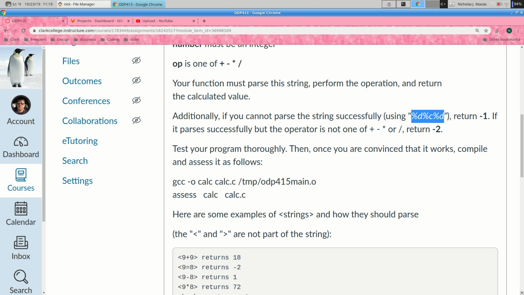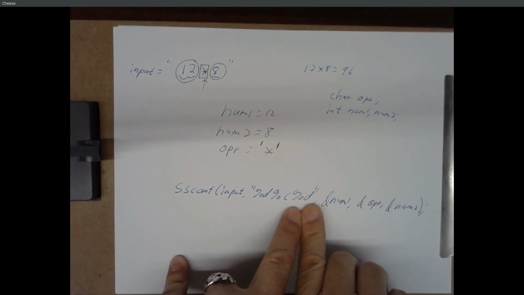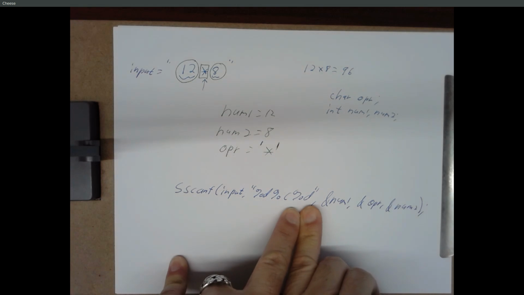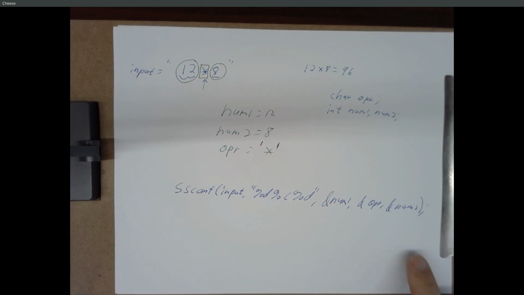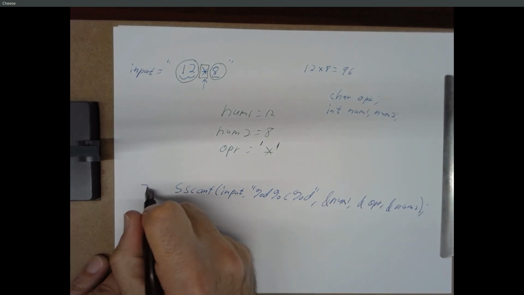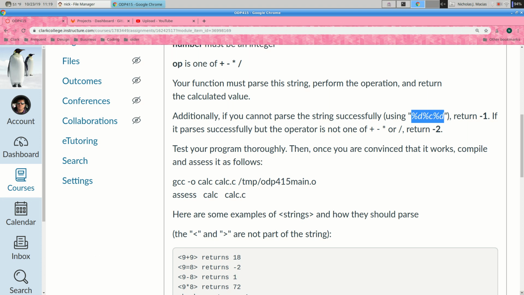So what should Sscanf return? We're trying to extract 1, 2, 3 pieces of information from our string. We're trying to store them in 1, 2, 3 variables. So if everything goes according to plan, this should return a 3. So if it returns a 3, you've got an integer, a character, and an integer. If it doesn't return a 3, it's not in this format, and that's where we throw an error -1.